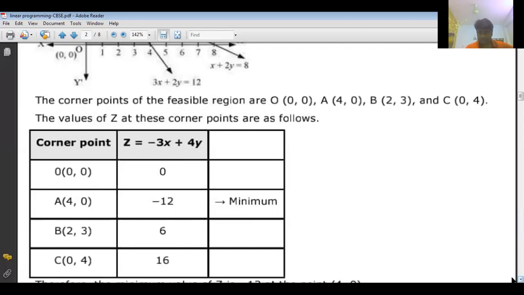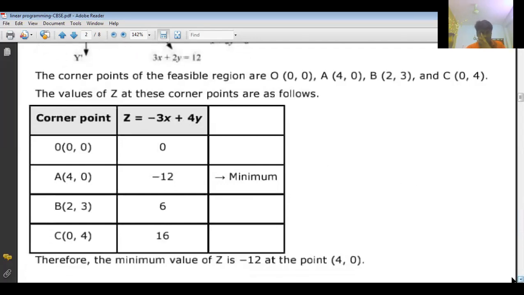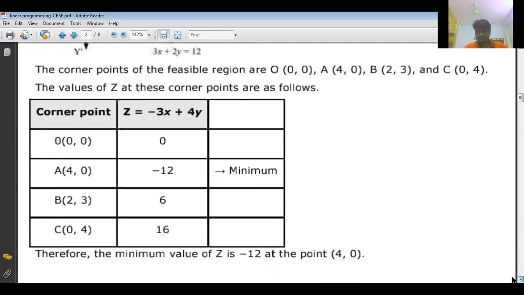So finally, what do you write as the conclusion? Therefore the function is minimum at 4 comma 0. What is the minimum value? Minus 12. Clear? Like that.